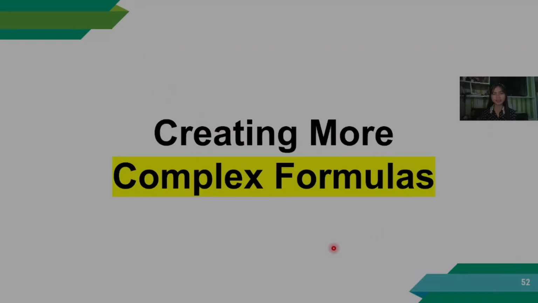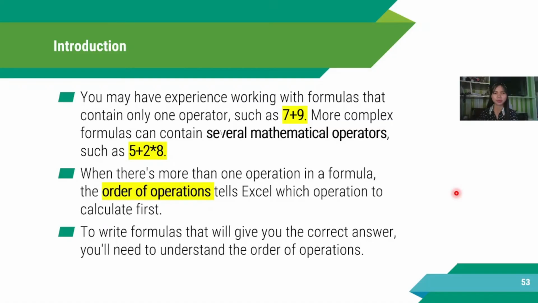So, let's proceed to creating more complex formulas. So, more complex. Mas lisod na siya. Kaya lang gyapon ni laban lang ta. So, you may have experience working with formulas that contain only one operator such as 7 plus 9. So, equal sign lang ani. So, more complex formulas can contain several mathematical operators such as 5 plus 2 times 8.